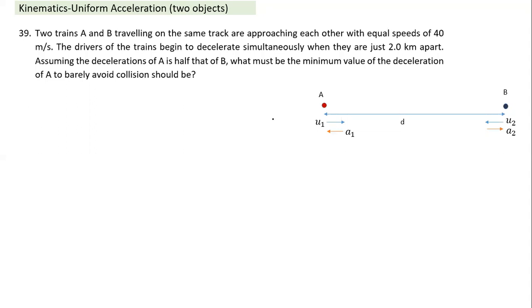So two trains A and B are moving on the same track. You may question why they are moving on the same track? It's a theoretical, hypothetical question. They are approaching each other with equal speed of 40 meters per second, and the drivers of the trains begin to decelerate simultaneously when they are 2 kilometers apart. I have written this entire thing in the form of variables here. Assuming deceleration of A is half of that of B, what should be the minimum value of deceleration of A to avoid collision?